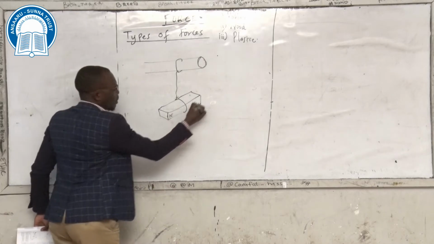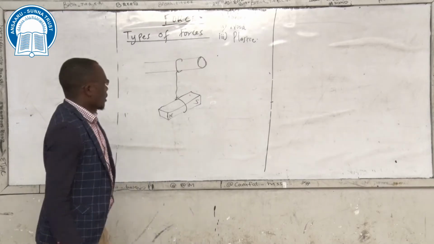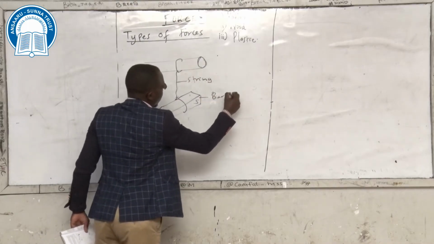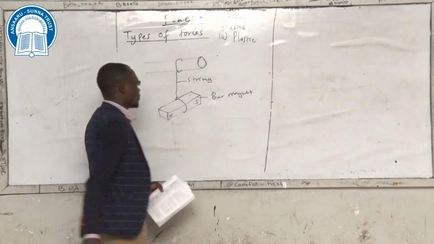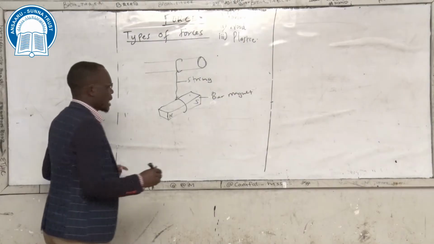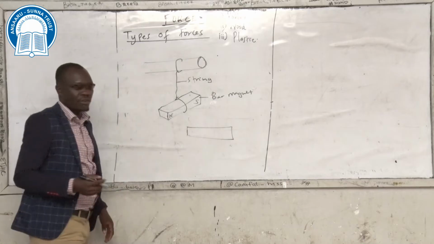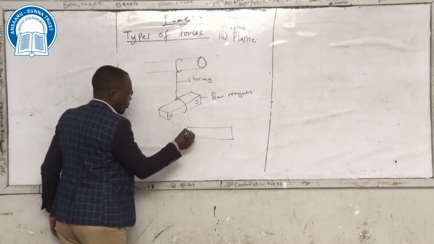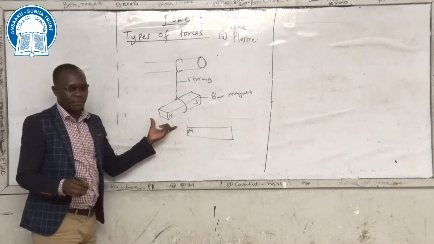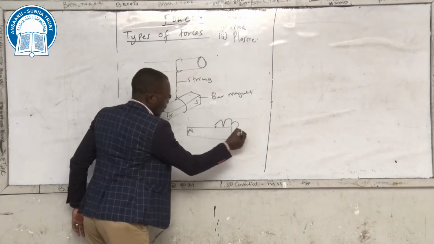Remember, a magnet has got a north pole and a south pole. So the magnet is suspended using a string. This is the string. Then we bring another magnet. We hold another piece of magnet in our hand and bring it closer to the suspended magnet. This is the magnet in your hand. You're holding it in your hand.